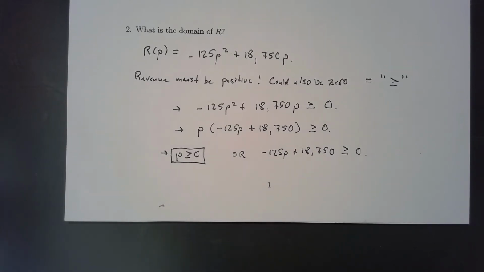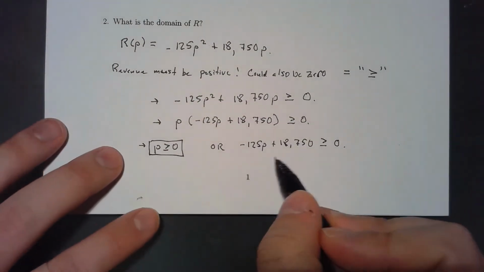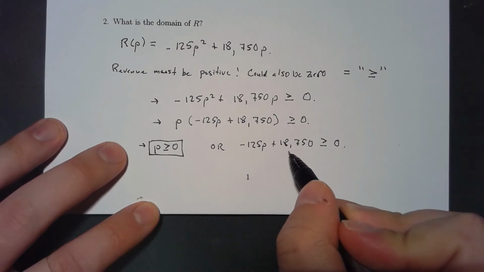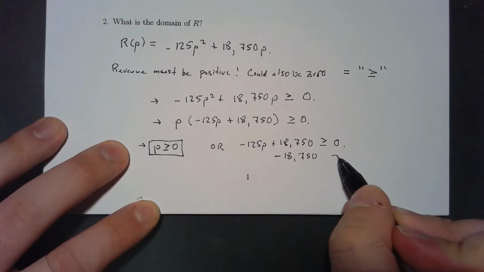You can't have a negative price. That doesn't make sense either. But here's the other inequality. So, just solve this for P. So subtract 18,750 from both sides of the inequality.